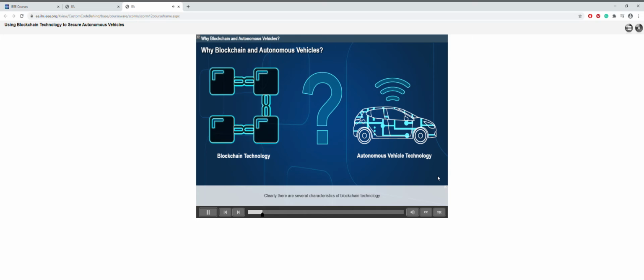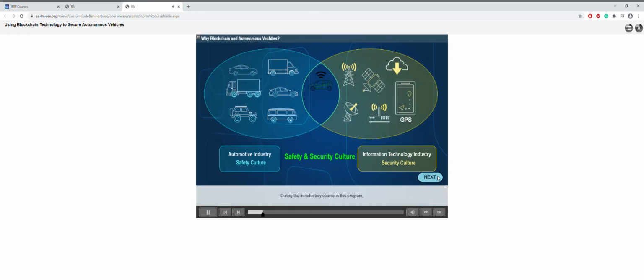Clearly, there are several characteristics of blockchain technology that lend themselves to autonomous vehicles and their everyday use. During the introductory course in this program, we had explained how the automotive industry stems from a safety culture, while the information technology industry stems from a security culture. The pinnacle accomplishment of the merging of the two industries is the development of a safe autonomous vehicle that utilizes the security characteristics offered by blockchain. This promotes safety, which is the paramount prerequisite in the automotive industry.